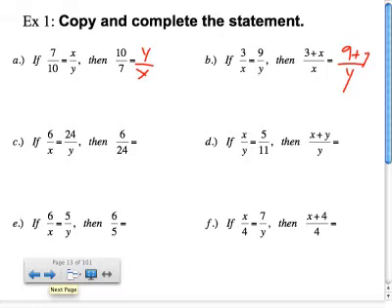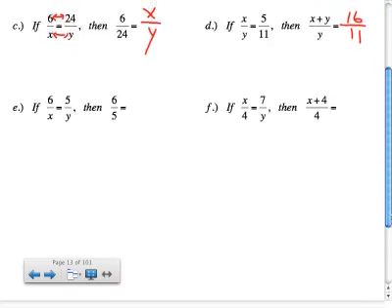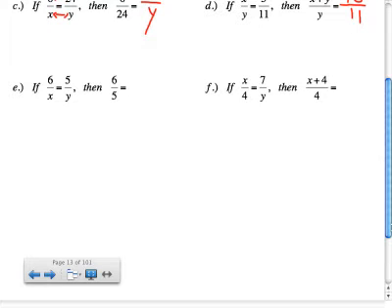Okay, part C, if 6 over x equals 24 over y, then 6 over 24 equals x over y. Part D, if x over y equals 5 over 11, then x plus y over y equals 5 plus 11 over 11, which is 16 over 11. Again, that's the one where you add the denominator to each numerator. Part E, if 6 over x equals 5 over y, then 6 over 5 equals x over y.